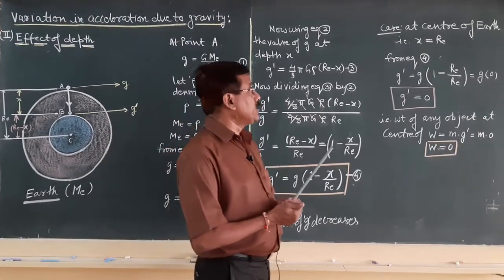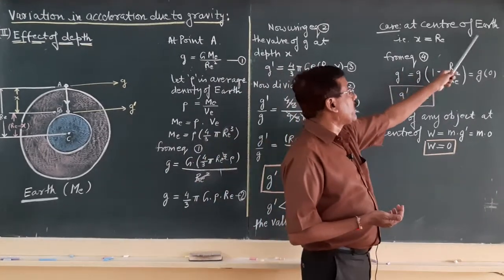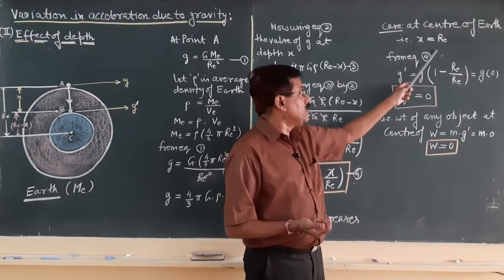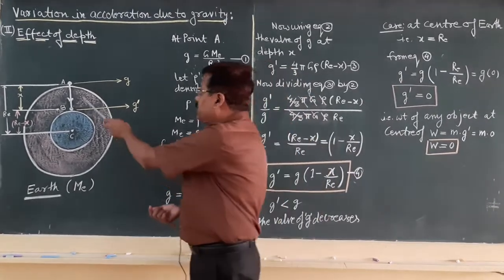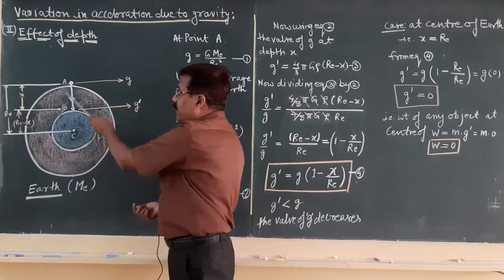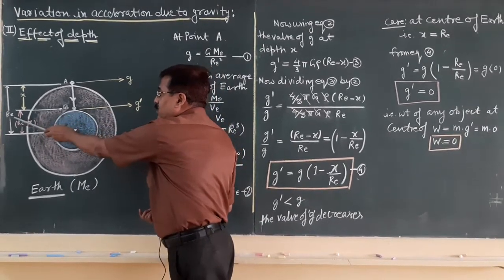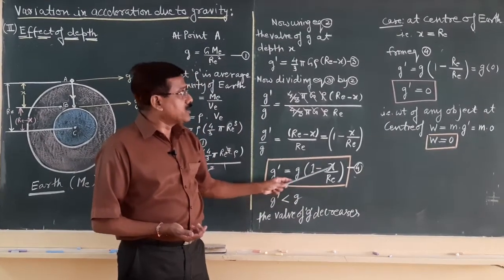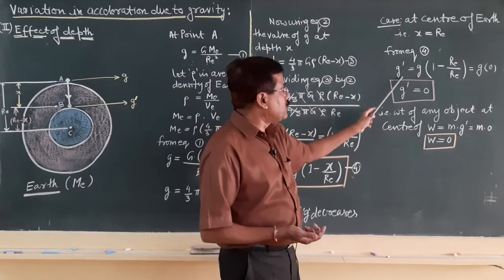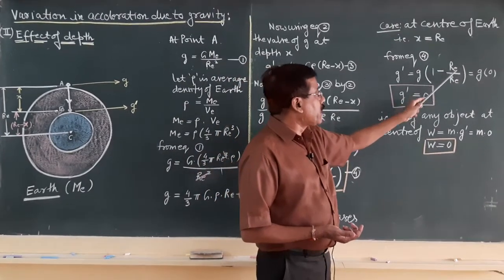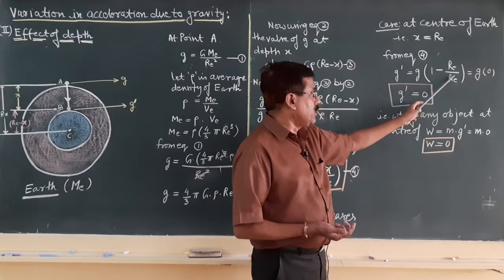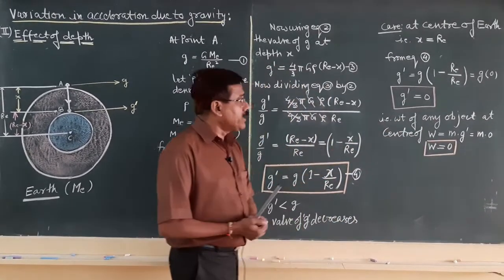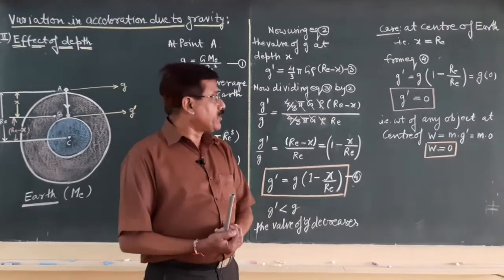One very important case is at the center of the earth: what will be the value of g? At the center of the earth, x is equal to Re. The reason is that when the object reaches the earth's center, its traversed distance x will be equal to Re. So, in equation number 4, we will put x is equal to Re. So, we have g dash is equal to g into 1 minus Re by Re, that is 1 minus 1, 0, 0 into g is 0. So, you can say that at the earth's center the acceleration due to gravity is 0.